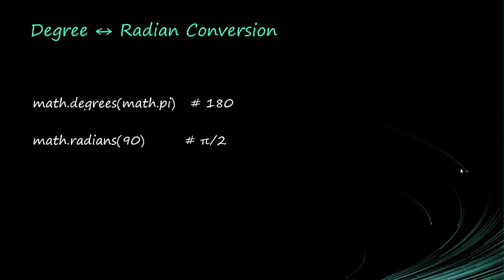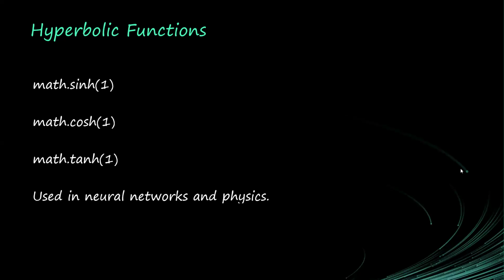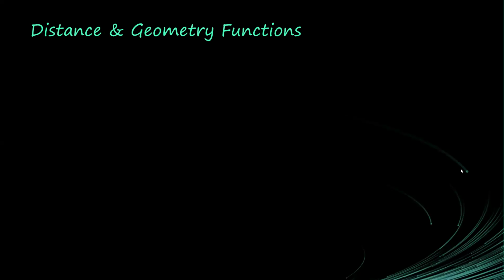If you want to do a conversion between degrees and radians, you can use math.degrees and give it the radian value. I have forgotten all of these things, but if you still remember them, please make use of them. Then math.sinh, hyperbolic functions, math.cosh. You can see that all those mathematical functions you perform in mathematics, you can use in Python. That is why Python is very good for scientific applications. They are used in neural networks and physics, so that is why Python is so good with AI.